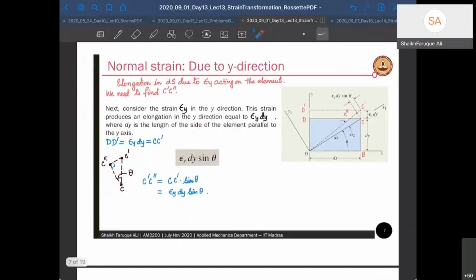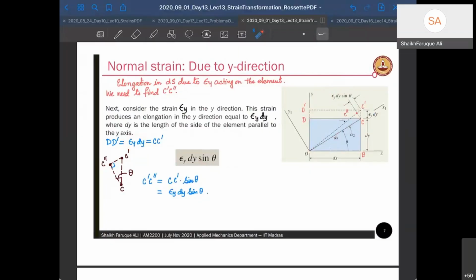Now this length is, let's say, dd dash. So dd dash is going to be epsilon y dy, right? And it should be equal to cc dash here because they are parallel lines. I need to find c dash c double dash. So this is what I need to find. If I draw a perpendicular from here, this becomes an arc length. So these two remain the same. I have to just find this one. If you do the geometry again, it comes out to be epsilon y dy sine theta.